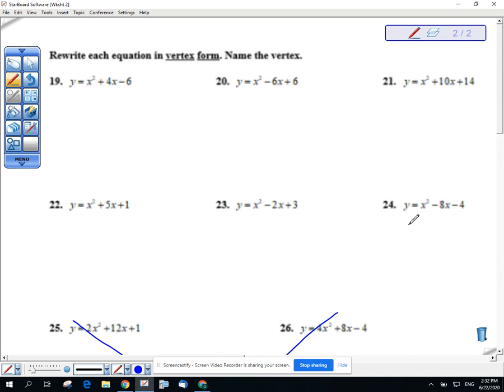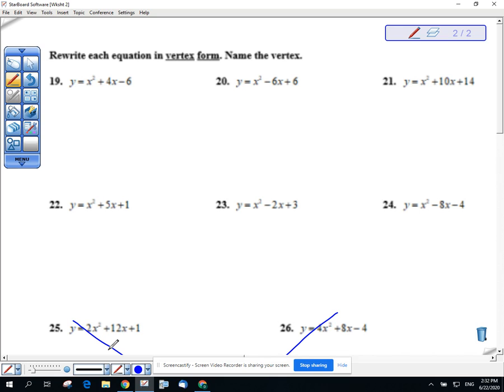19 through 24 would be the simpler version. As soon as you put a number in front of x squared other than 1, it does complicate things and makes the process a little longer. But we're just going to get your feet wet here and get you understanding how using completing the square will do this. And then you'll be ready to go for this concept in Algebra 2.